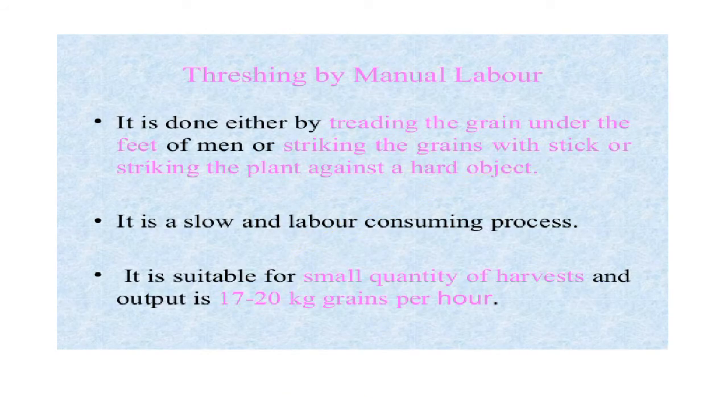Now threshing by manual labor is done either by treading the grain under the feet of men, or striking the grain with a stick, or striking the plant against a hard object. It is a slow and labor consuming process, suitable for a small quantity of harvest, and its output is 70 to 20 kg of grain per hour.